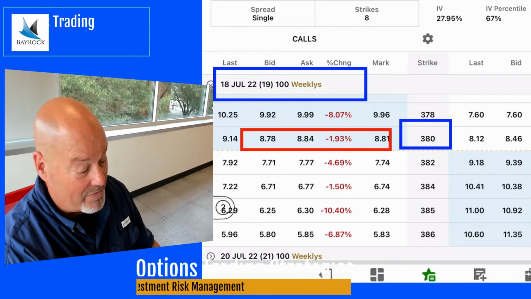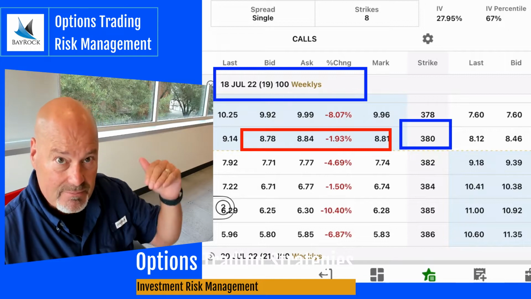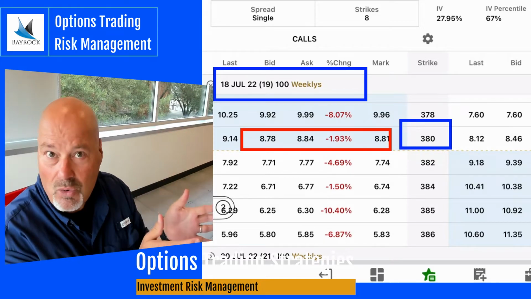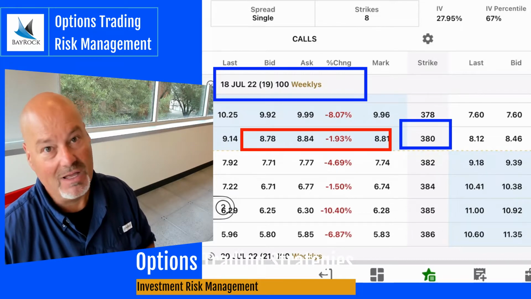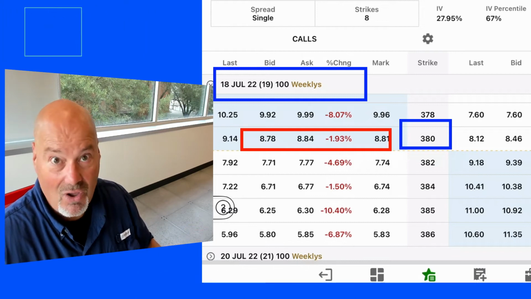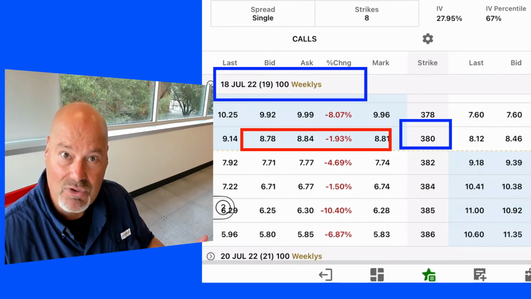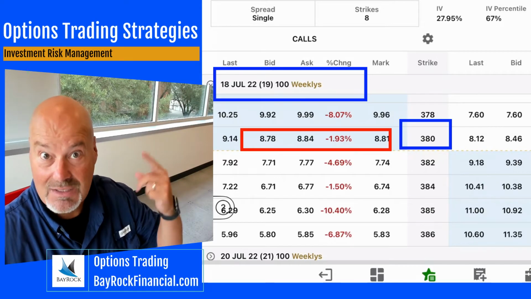Now, that's a call. That's what we do to protect against your stock going down. So in this case, it's the SPY, my favorite stock of all. And that's a call option. That's what I would do, sell a call to protect your gains and create some income in your account.